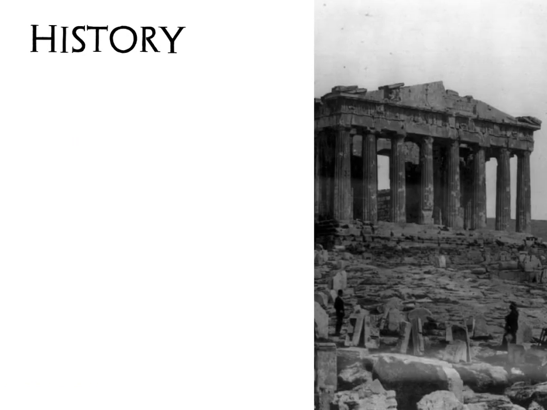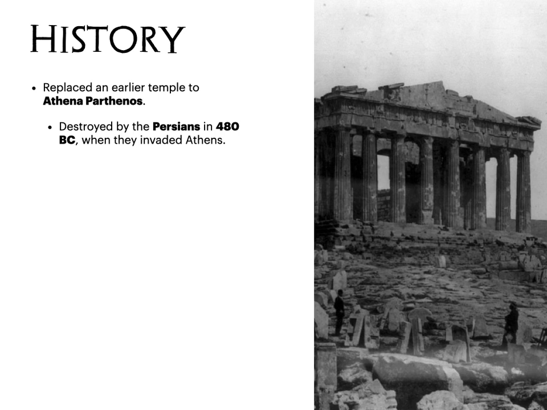So moving on to the history of the Parthenon. This temple that we are studying, this version of the Parthenon, replaced an earlier temple that was created to Athena Parthenos, Athena the Virgin Goddess. But this temple was destroyed by the Persians when they invaded Athens in 480 BC. And so they needed to create a new one. It also, as well as serving as a temple to Athena, as we'll see, was a treasury housing funds of the Delian League, which was an alliance of Greek states to prepare in the case of future Persian invasions.